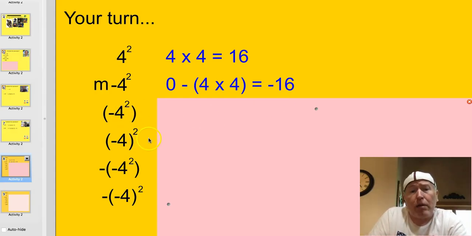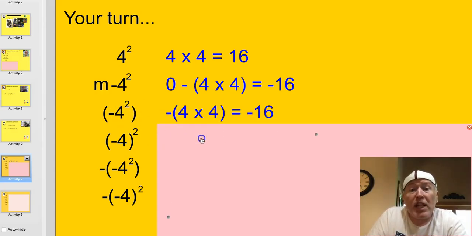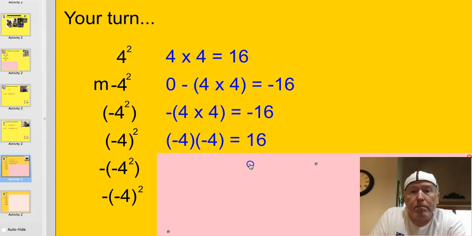All right, how about this one here? It's the same thing. I just added parentheses. You still apply the order of operations. It's still a negative 4 times 4, so that's a negative 16. All right? All right. Next one.